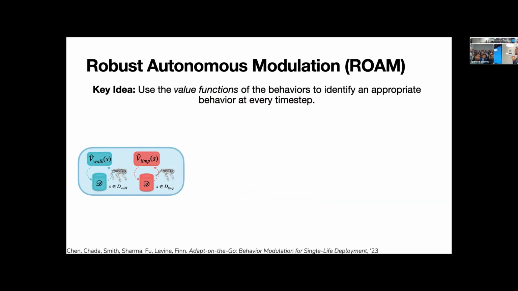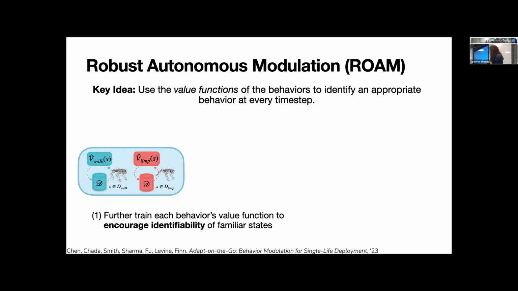Now, even with these value functions, first, they may not be well calibrated with one another because they're trained independently for these different tasks. And the second is that even if they are somewhat well calibrated, the states for other skills are going to be somewhat different and out of distribution compared to the states that were used to train that value function. So one really simple thing that we can do to calibrate these value functions against each other is to further train the value functions to encourage identifiability of states that are familiar. Specifically, the way that we can implement this is to put a softmax on top of these predicted value estimates, to align the distribution of the predicted behaviors from these value functions with the actual behaviors that are recognized.